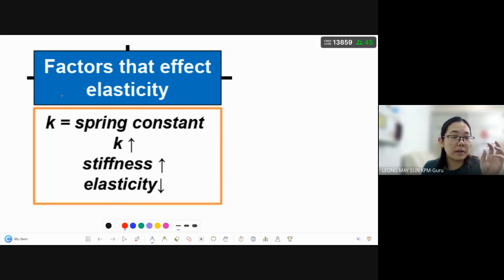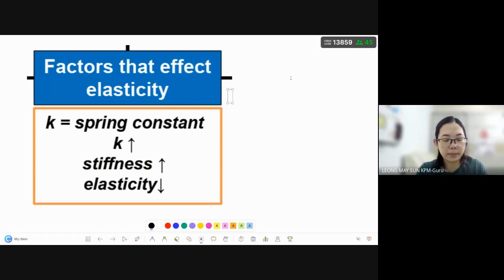When we talk about the factors that affect the elasticity of the material, we describe it in terms of the spring constant. So we don't talk about elasticity, we only talk about the factors that affect it in terms of spring constants, about the stiffness. All right, recall back when we talk about the spring constant k.